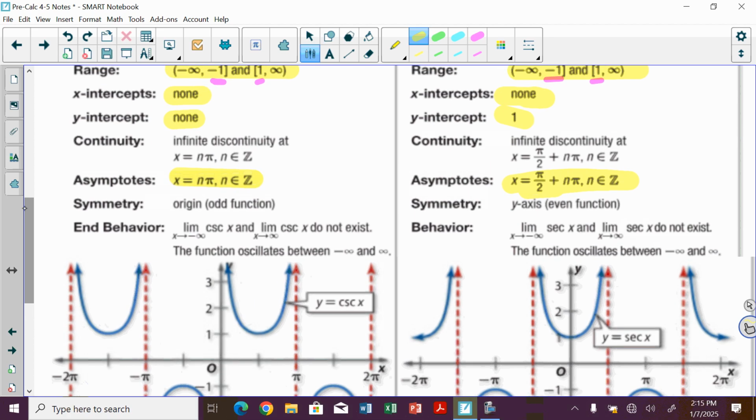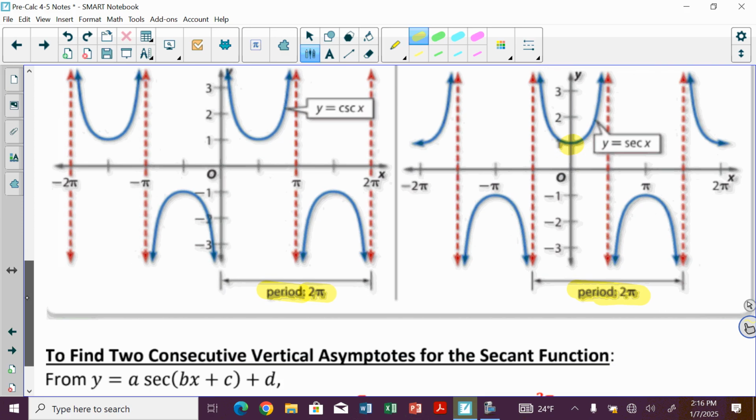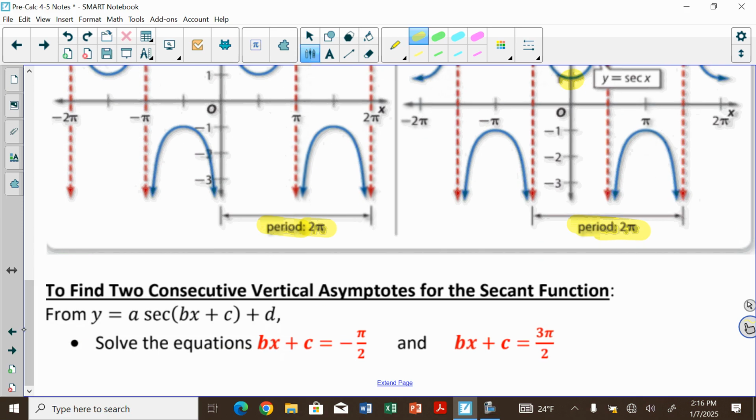Okay. You can see right here also that this does have a y-intercept because this one will actually cross the axis right here where cosecant does not. So you can pause, rewind, do all the things you need to do on that.